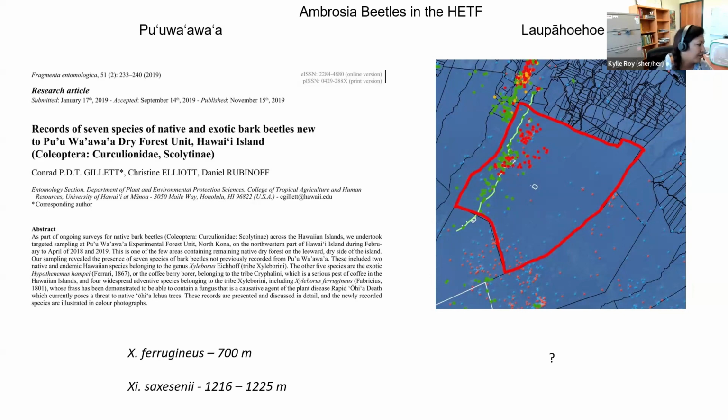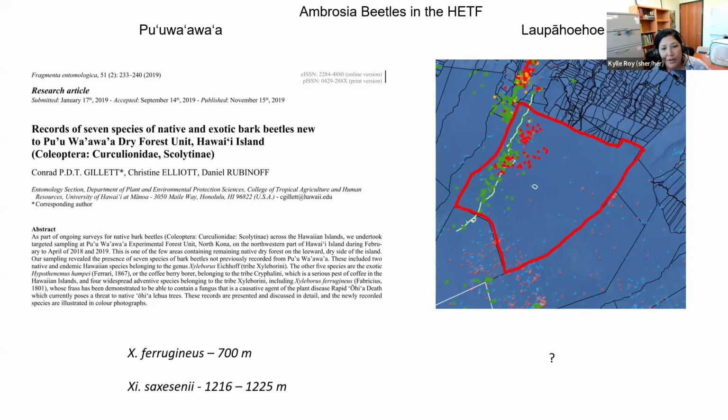So there's this article led by Conrad Gillette, and he was a postdoc in Dan Rubinoff's lab who left a couple of years ago, where he was working on a suite of native Xyleborus ambrosia beetles that I'll actually get into at the end of my talk. But his project was focusing on rediscovering really native ambrosia beetles. And so he did a small amount of trapping at Pu'uwawa, and he found that Xyleborus ferrugineus and Xyleborinus saxesenii were present at Pu'uwawa.